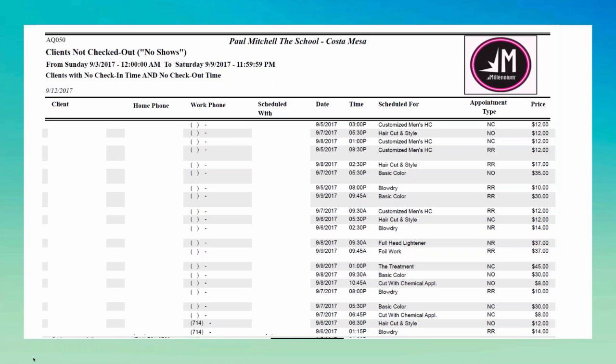As a double check, we also utilize the AQ050 report at the service desk. On our slow days, the service desk team can go through these names and make sure every guest received a call or rescheduled. When you access the report in Millennium, you can also select the dates you want to look at.